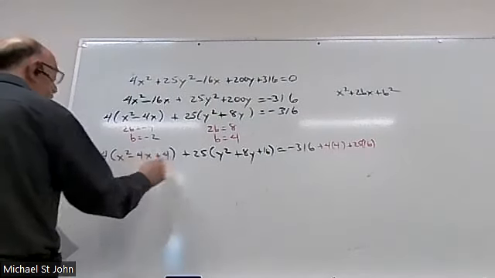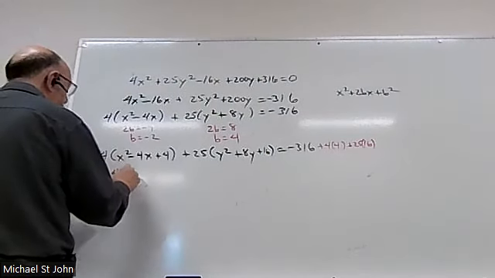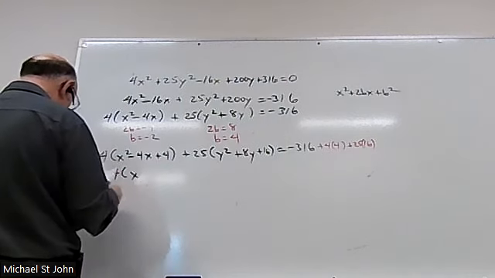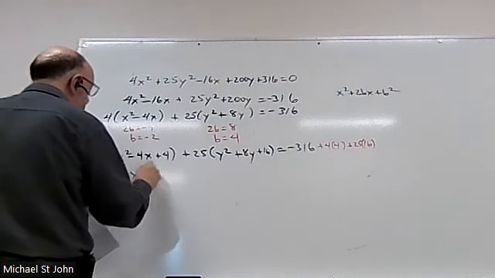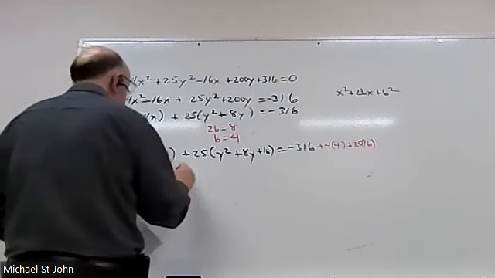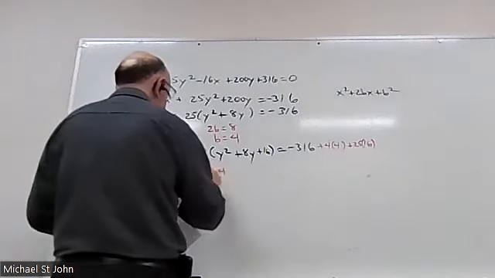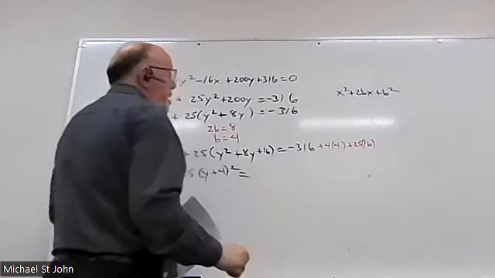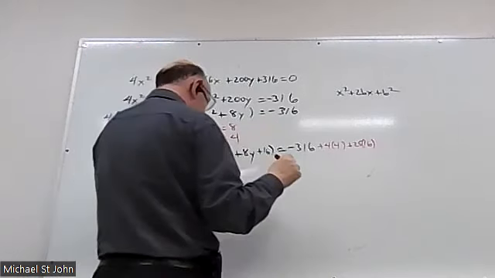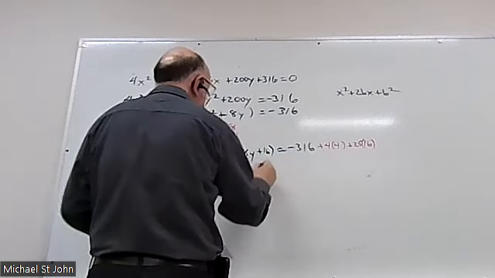So let's do this now in our factored form. So this will be x minus 2 squared, 25 times y plus 4 squared. And if you do all that, this is going to be a plus 100.